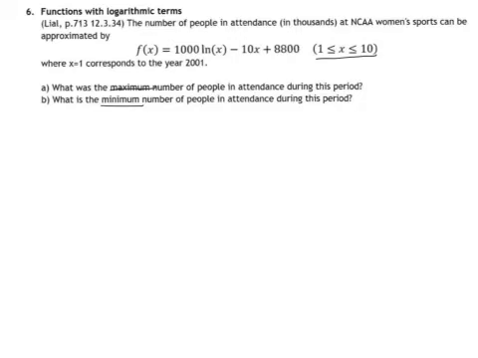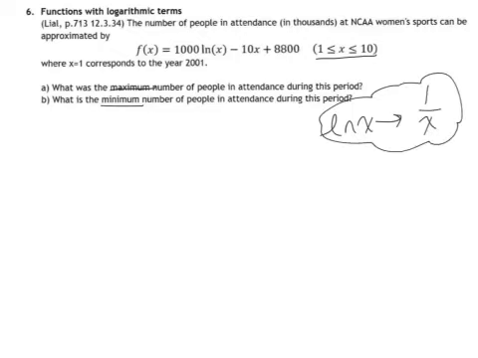So we have f of x equals 1000 ln x minus 10x plus 8800. So I'm going to add a little thought bubble here that the derivative of ln x is 1 over x. So we're going to tuck that aside. We're going to need that information. And let's start taking the derivative.